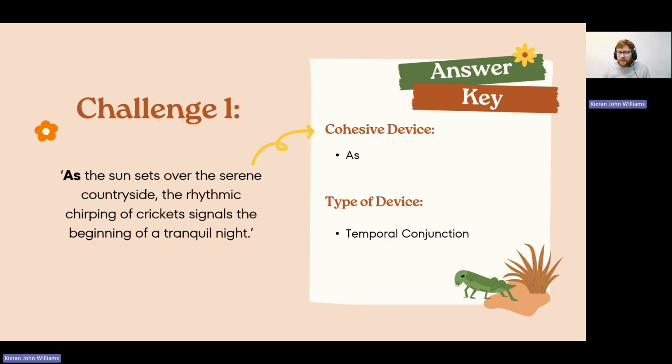So in this example, the cohesive device is the word as. It functions as a temporal conjunction. It tells us when something happens. So the sun is setting. It is in the evening. Okay. And it connects those two ideas together. So we know that they're happening at the same time. So this helps the sentence flow, naturally guiding the reader from the sunset to the chirping of the crickets.